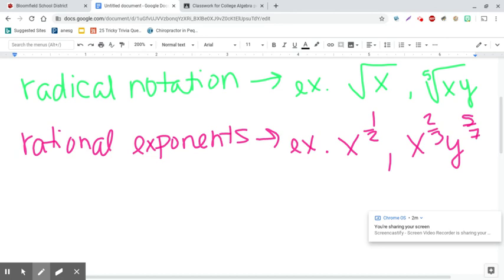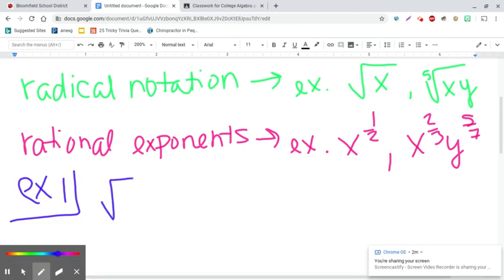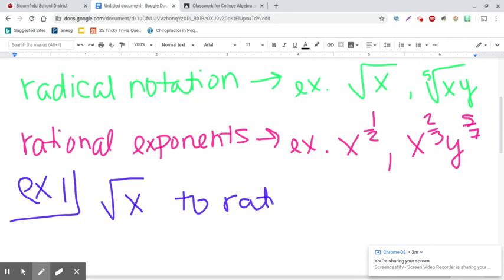So let's do an example. You can even do it right here. Okay. Example 1. So let's go with the example I used. Okay. Square root of x. I want to put the square root of x from radical notation to rational exponents.